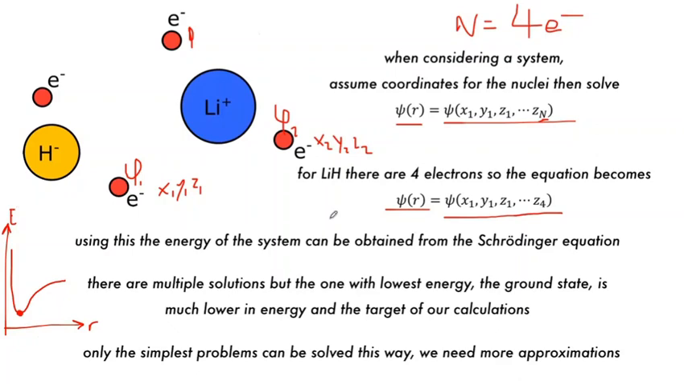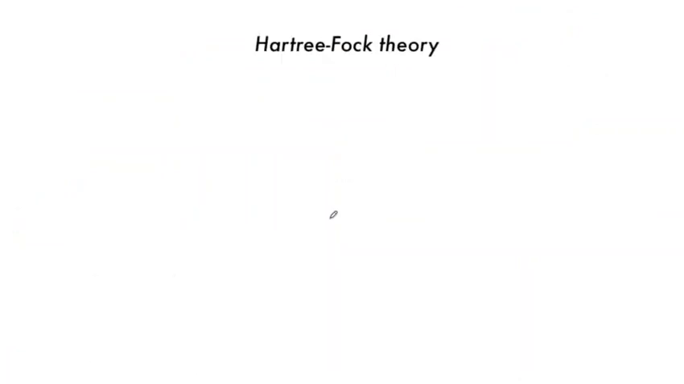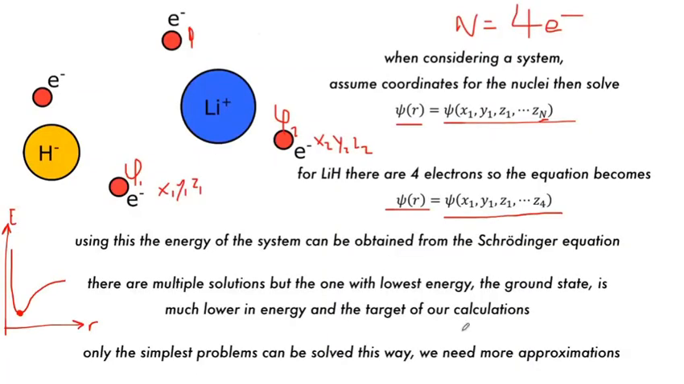So only the simplest problems can be solved this way. We need more approximations. The issue here is that even as you start to increase the number of electrons, you increase the number of things that need to be moved, which means that you end up with ever increasing amounts of permutations or changes that can be made. And so it just becomes unwieldy. You're doing calculation after calculation and you're not really getting anywhere. So what do we do? We make more approximations.